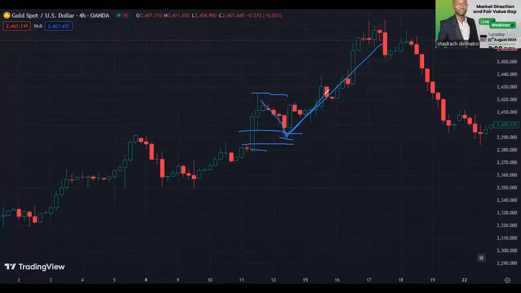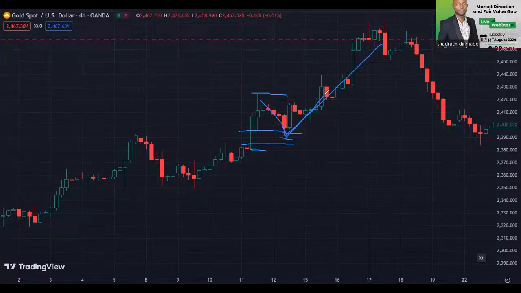I'm talking about market direction. Identify market direction with the help of fair value gap. Okay, and I want you to do this. You can spot it out on the 4 hours because it is stronger on the 4 hours. Then you can go to a lower time frame like 15 minutes or 1 hour to take your trade. Okay, spot it out.